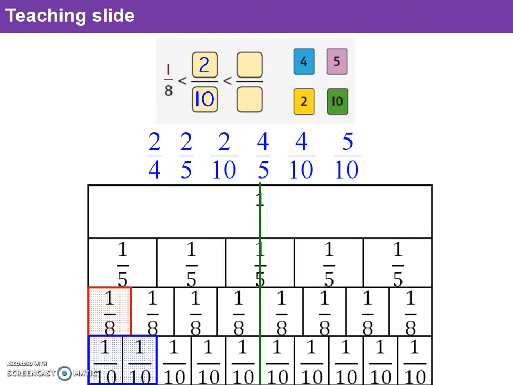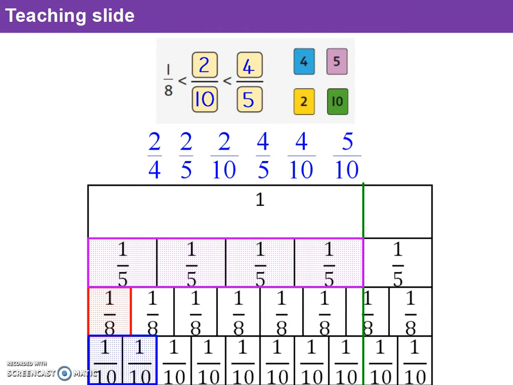And now I've reached 5/10, but again, I've used my 10 already, so I can't be having 5/10 as my next fraction. And now I've arrived at 4/5, and we can see, looking at my cards, I've still got 4 left, I've got 5 left, so my next fraction will be 4/5. 1/8 is less than 2/10, and 2/10 is less than 4/5. Now, if you notice, I didn't use 2/4 in this. So my answer at the moment is 1/8 is less than 2/10, 2/10 is less than 4/5.